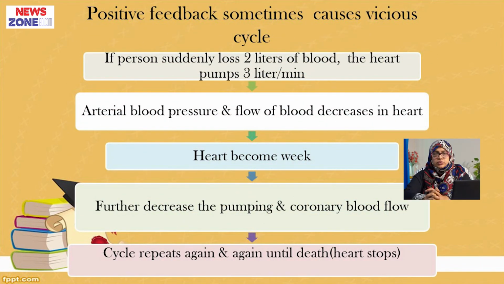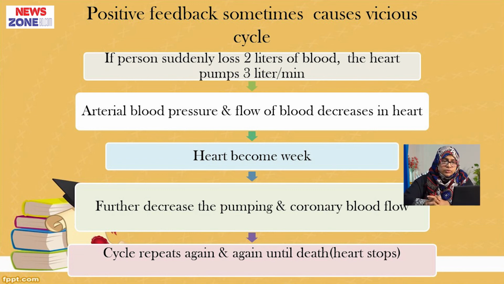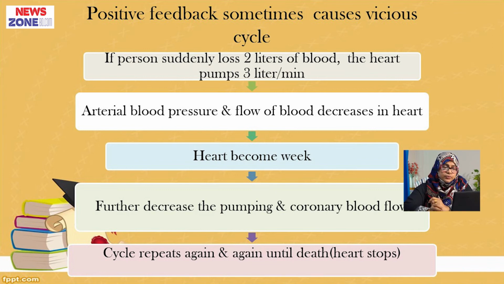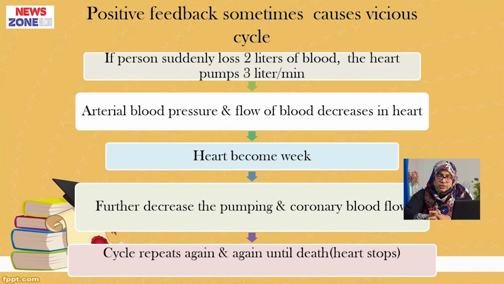Positive feedback mechanism is usually harmful for our body, and we will discuss how it becomes harmful. We know that our body has about 5 liters of blood. If there is a sudden loss of 2 liters of blood, then the heart has to pump the remaining 3 liters of blood per minute.